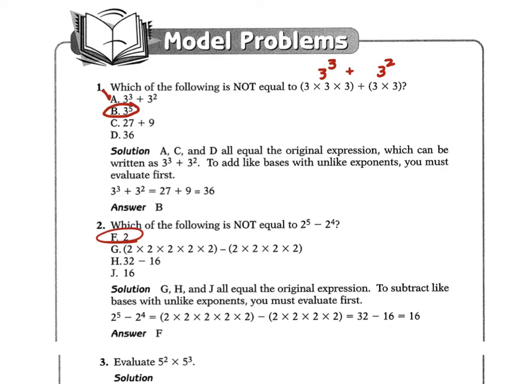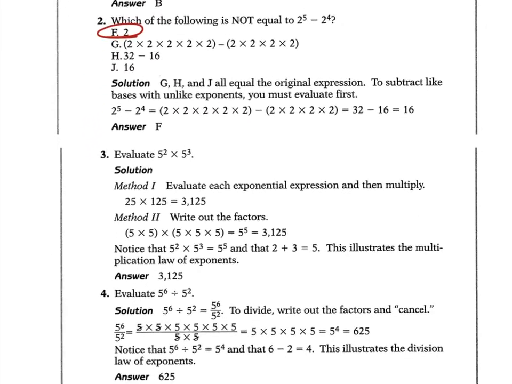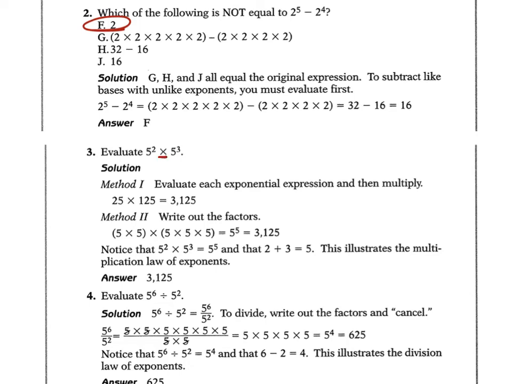For 3, we're evaluating 5 squared times 5 cubed. So because this is multiplication, we can add those exponents. So we're going to keep the 5 and add the 2 plus 3, which gives us 5 to the 5th power. Now this is 5 times itself 5 times. When we multiply these out, we end up getting the 3,125.